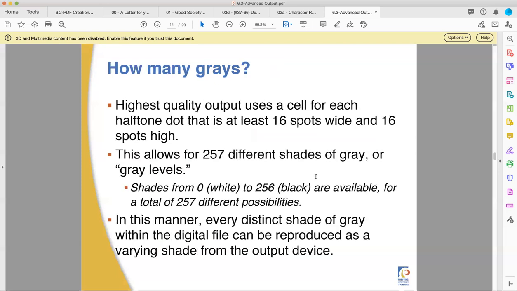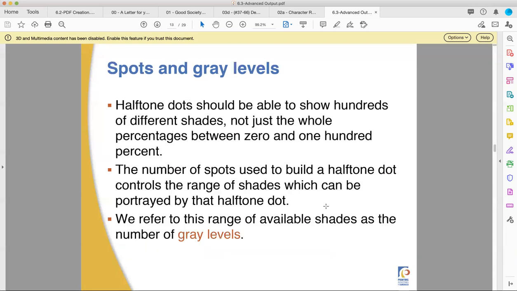How many grays? Maybe we'll come back to this one next time a little bit more, because I'm running short on time here for this video and I don't want to make you sit too long. So we'll just stop with that: the gray levels control the dynamic tonal range of the images you're reproducing. More gray levels is good, fewer gray levels is meh.